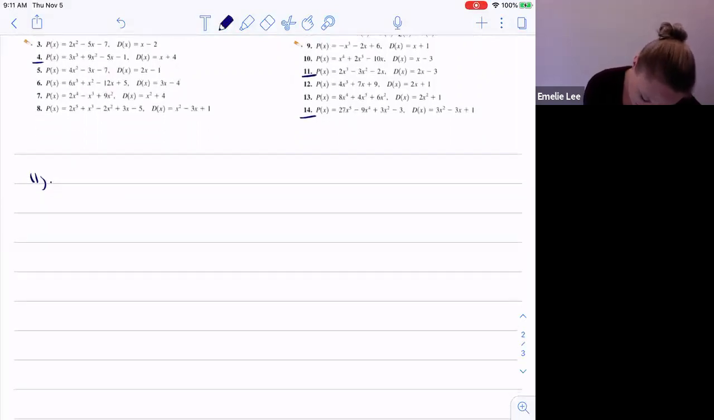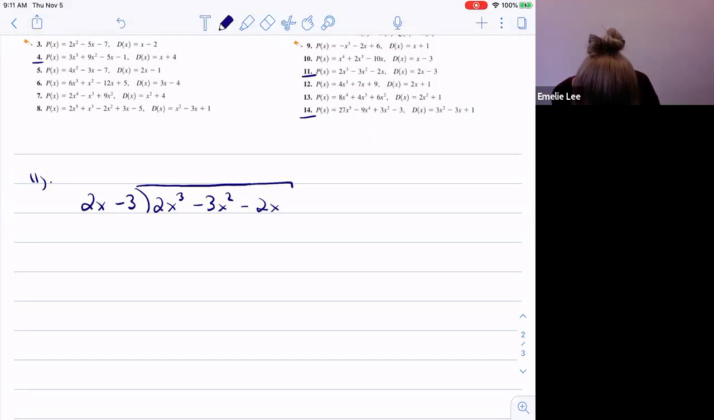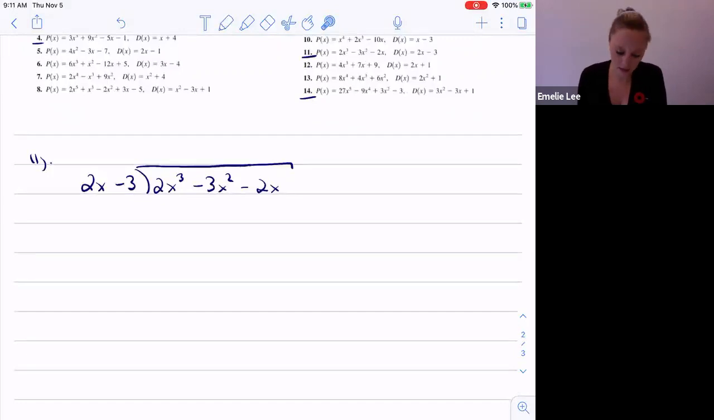we had 2x minus 3 going into 2x to the 3 minus 3x squared minus 2x. First thing you have to do is make sure that if you've got x to the 3, then it's followed by x squared and then x. If there are any x's missing, let's say this term wasn't here, you would have to add plus 0x squared because you have to have the spacing correct. We didn't get to that point last day.